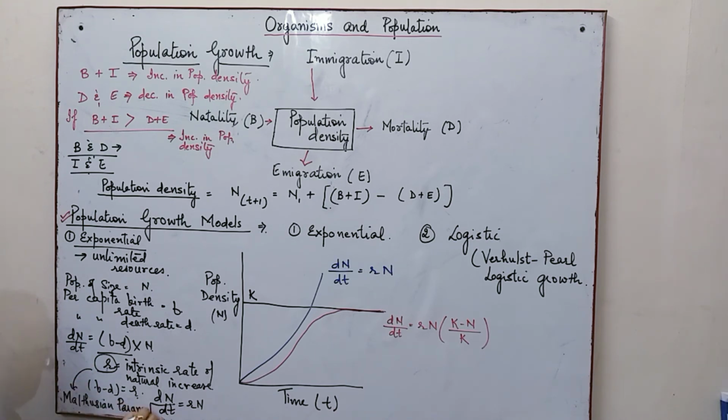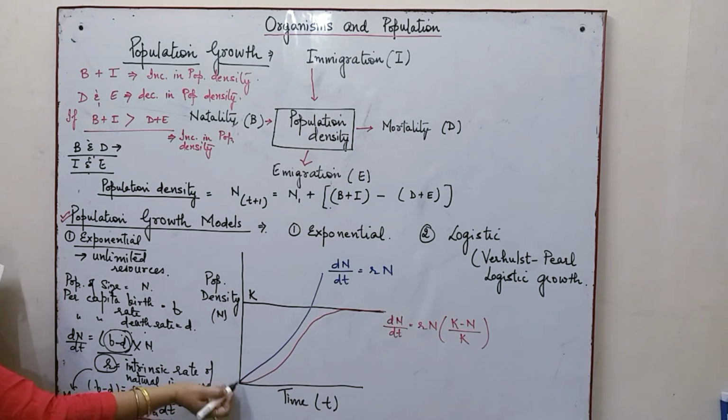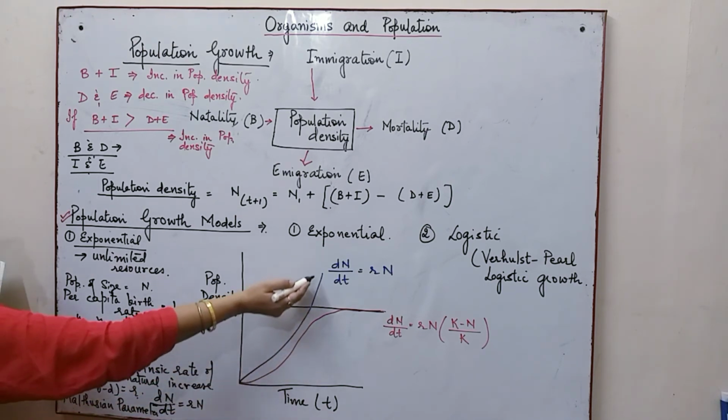Now in simple terms, from the equation you can make out that the Malthusian parameter, or the intrinsic rate of natural increase, is the number of births minus the number of deaths. That will give the total number of individuals of a population which are surviving in that particular time, per generation time. And over here, as you can see, if we plot a graph of population density versus time, we find the increase is exponential.